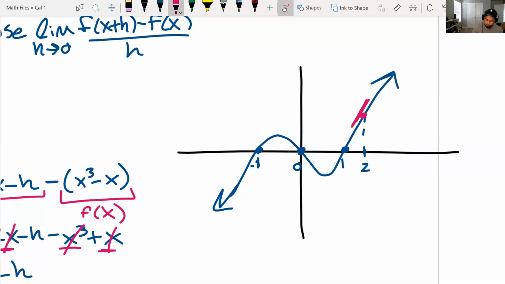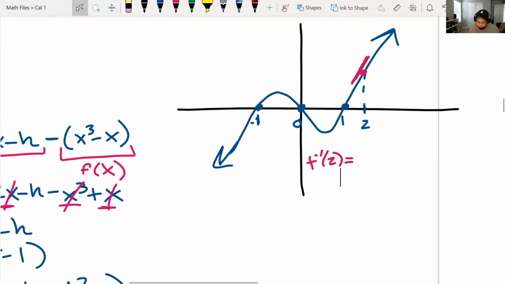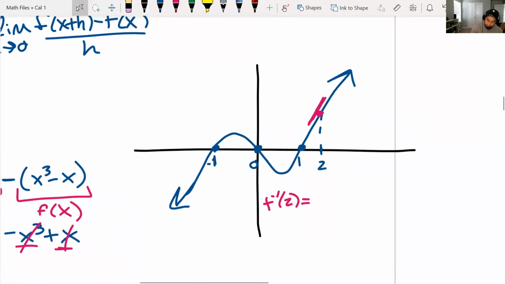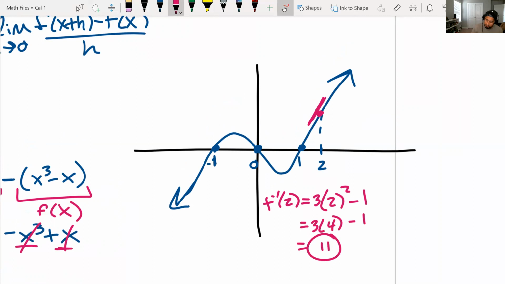And all we have to do is plug in 2 to the derivative. So I would say f prime of 2 equals, what was our derivative? 3x squared minus 1. All right, which means that we would get 3 times 2 squared minus 1, which would give me 3 times 4 minus 1, which would give me 12 minus 1, which would give me 11.